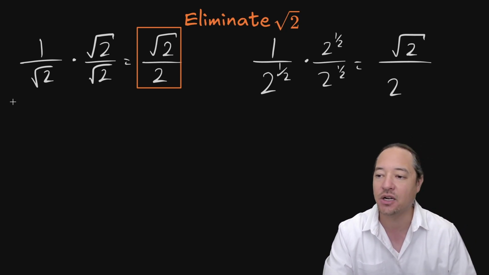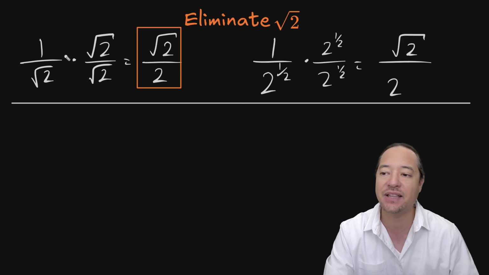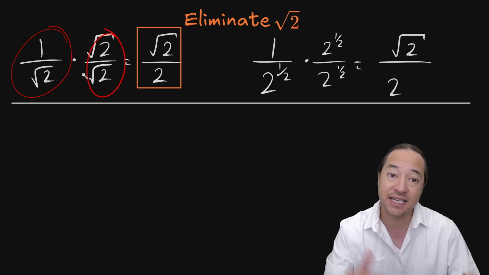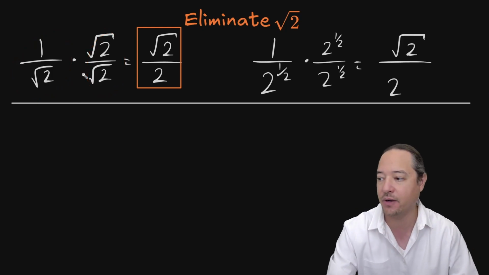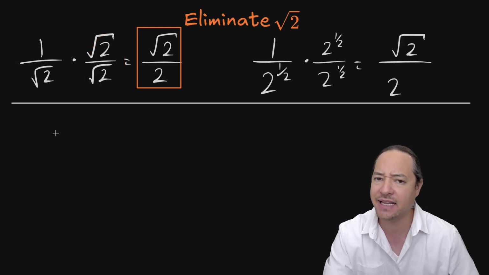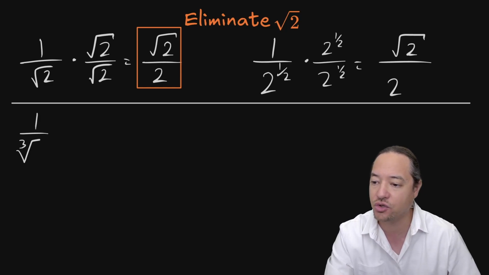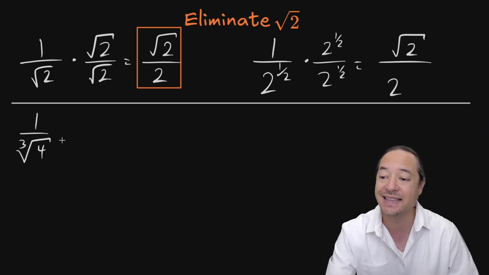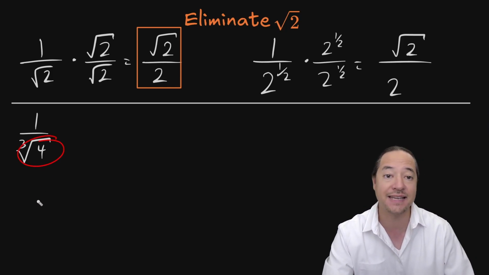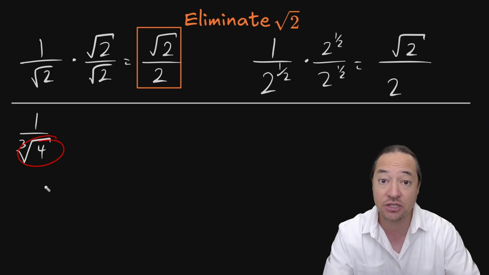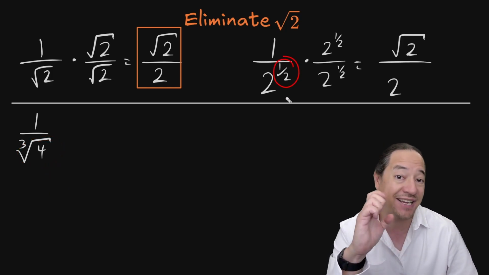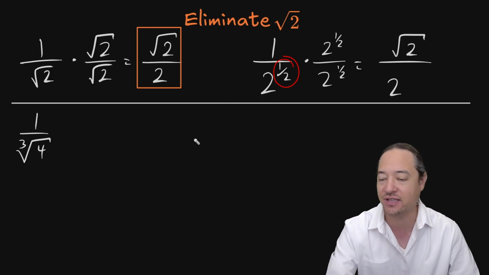So that's the idea. We can multiply this original number by something over something, and that will cancel out the radical sign. Let's look at a slightly more interesting example. What if we start out with 1 over the cube root of 4? We want to eliminate this radical sign in the denominator. That is rationalizing the denominator. We get rid of any kind of rational exponent in the denominator.